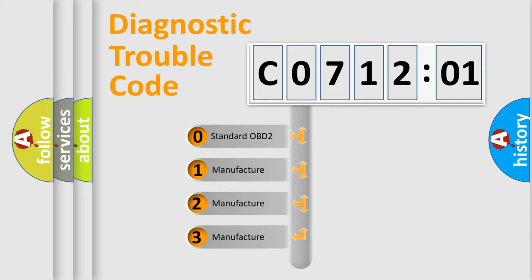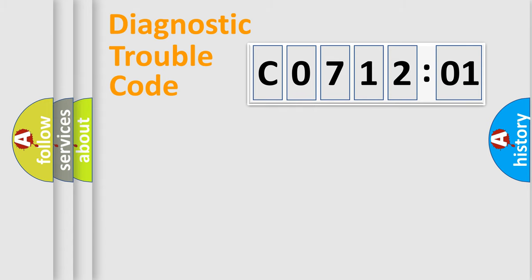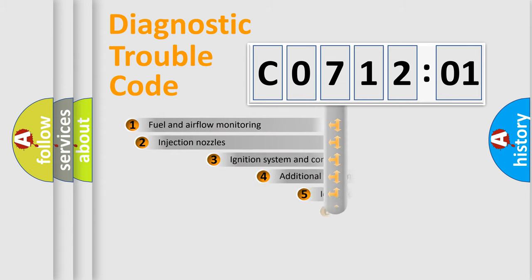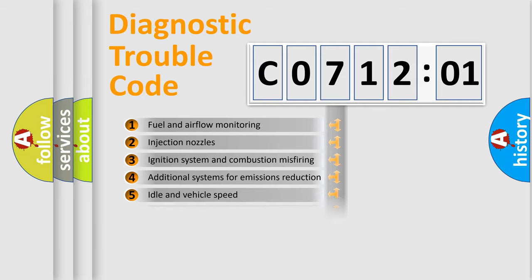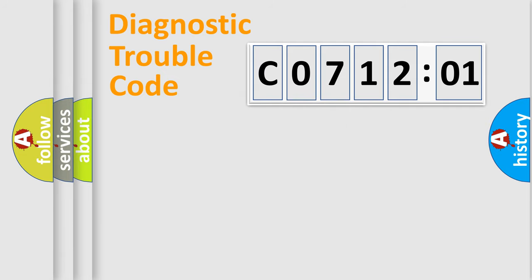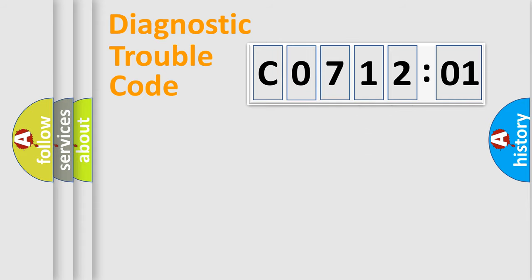If the second character is expressed as zero, it is a standardized error. In the case of numbers 1, 2, 3, it is a more specific expression of a car-specific error. The third character specifies a subset of errors. The distribution shown is valid only for the standardized DTC code. Only the last two characters define the specific fault of the group.